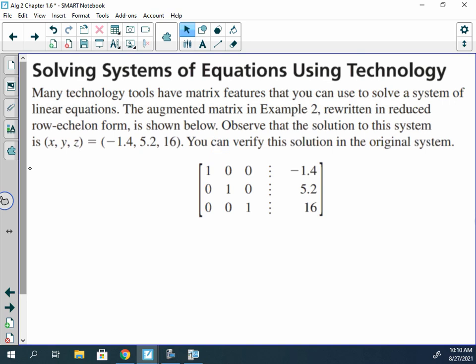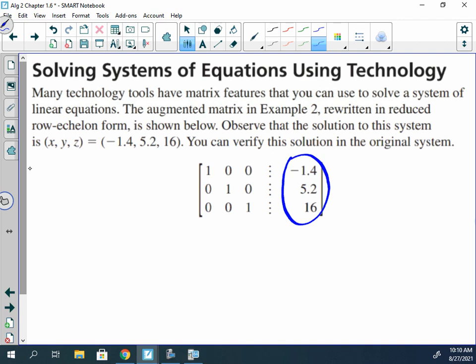Solving systems of equations with technology. Many technology tools have matrix features that you can use to solve a system of linear equations. The augmented matrix in example 2, rewritten in reduced row echelon form, is shown below. Observe that the solution to this system is given right here. Now, what we're really looking at is we said that we put this in the form of x, y, and z. Yes, x was first, y was second, z is last.